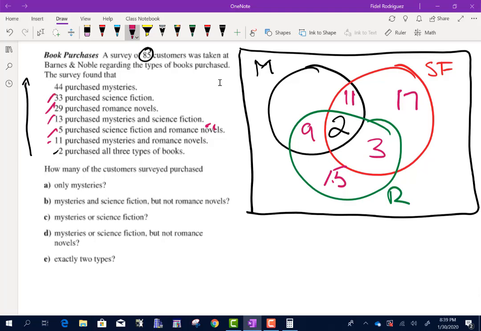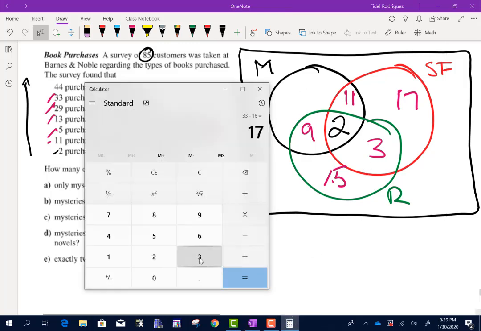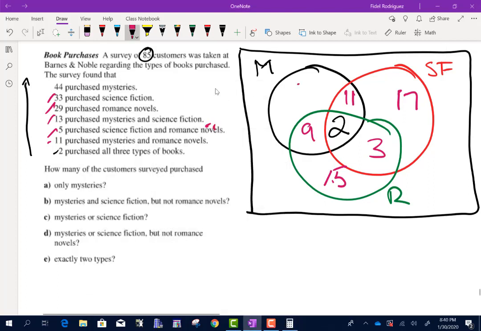And one last one, 44 bought mysteries. Okay, so everybody in the black circle. So I'm going to take 9 and 2 and 11. So let me clear this out. 9 plus 2 plus 11 is 22. So 44 minus 22, still 22. That's going to go right there.